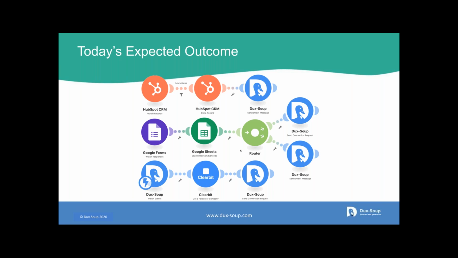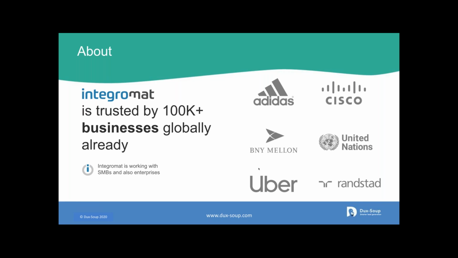At the end, I would like to show you also how to enrich data, let's say with a Clearbit. So basically, we will take data from dux-soup, enrich them with Clearbit, and then, for example, let's say send connection request. Something about the Integromat.